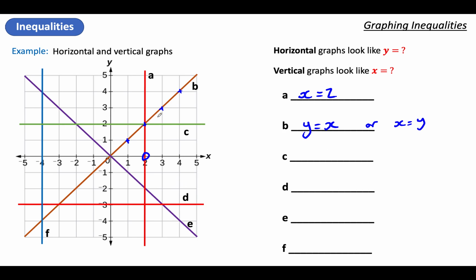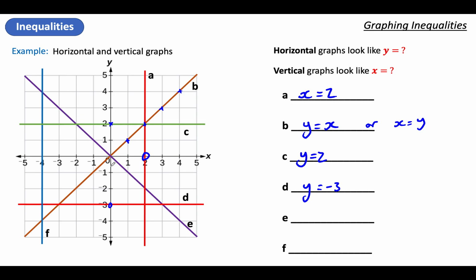C. This one is a horizontal graph, and it goes through the y-axis at the point where y equals 2. D is down here. That goes through the y-axis as well, so it's y equals, and it goes through at negative 3.